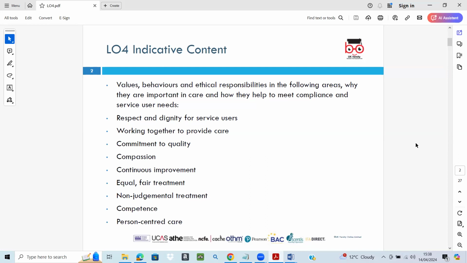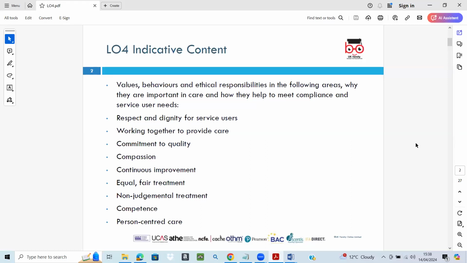And next we have working together to provide care. Collaboration is vital in our field, and collaborative care ensures that various perspectives and expertise contribute to comprehensive care planning and delivery, which enhances the quality of care and meets service user needs more effectively.